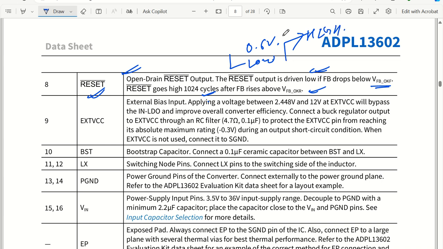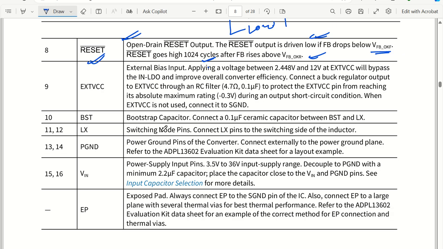So basically you have to have a pull up resistor when it goes high, otherwise it will not be pulled up because it is an open drain mode. Coming back to external bias input, you have to give a bias voltage of 2.5 volt to around 12 volt, and we can connect it through an RC filter, so that we can protect the external VCC pin from reaching the absolute maximum ratings.